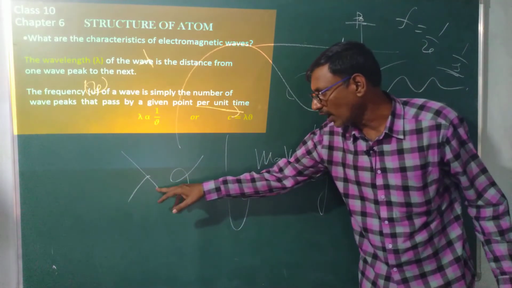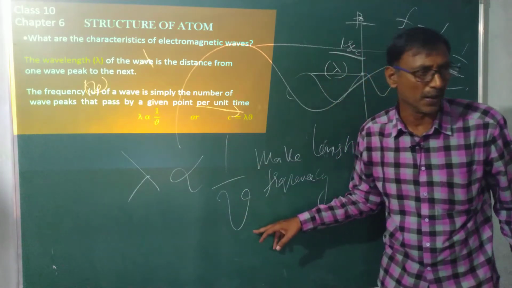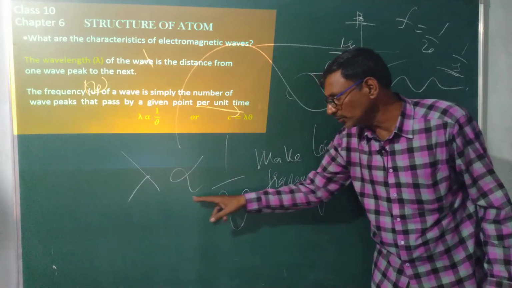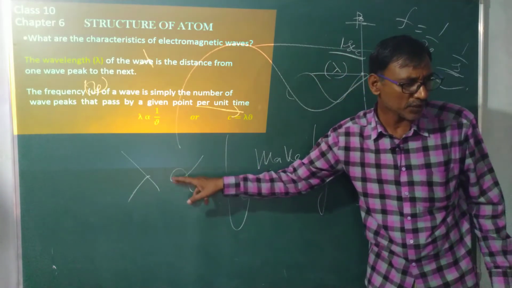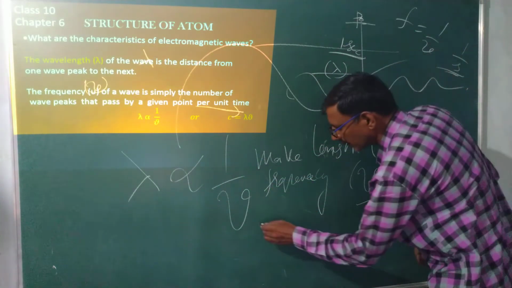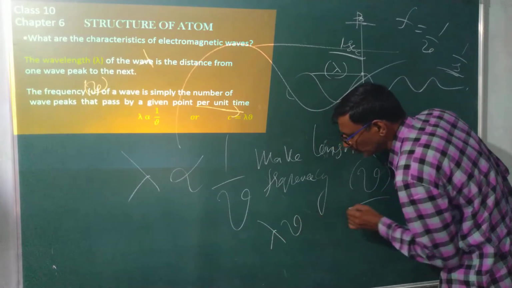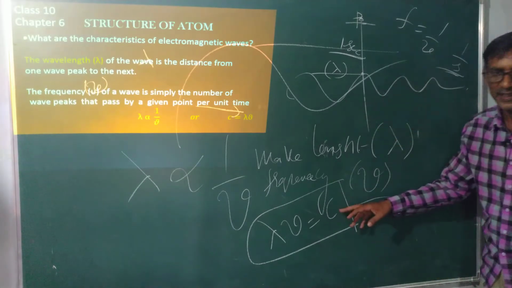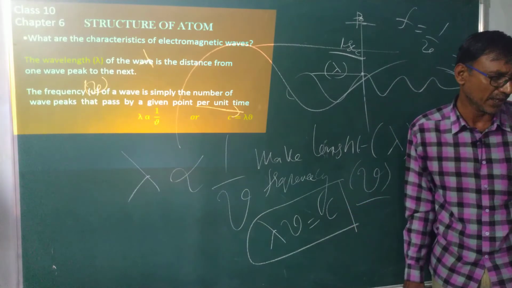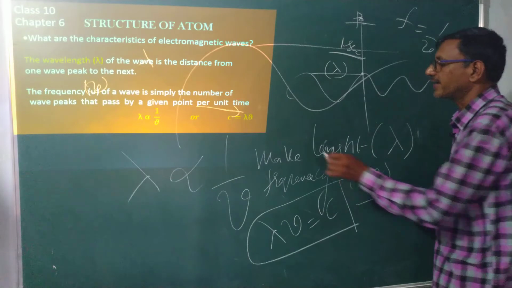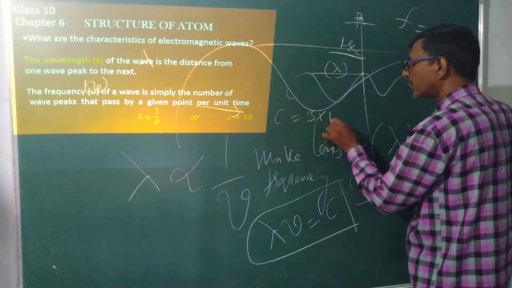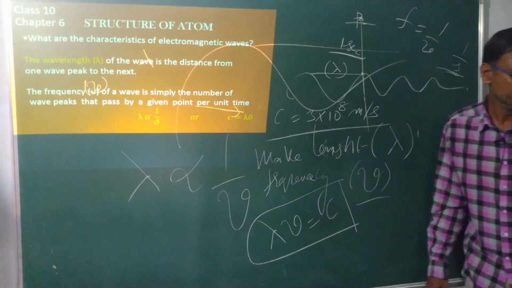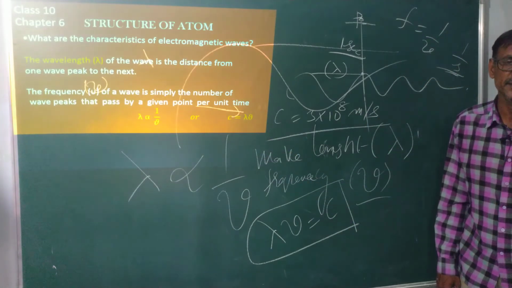I told you lambda is inversely proportional to the frequency. When we remove the proportionality symbol, we can take lambda into nu is equal to some constant. Here this is called c. c is nothing but the velocity of light. So the velocity of light, c, is equal to 3 into 10 to the power of 8 meters per second. We know it.